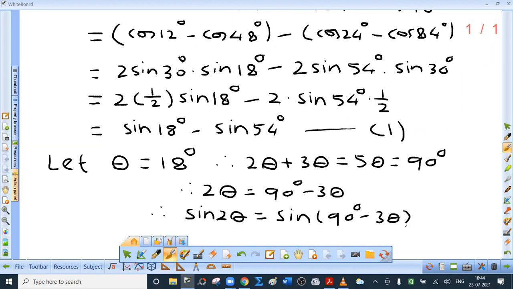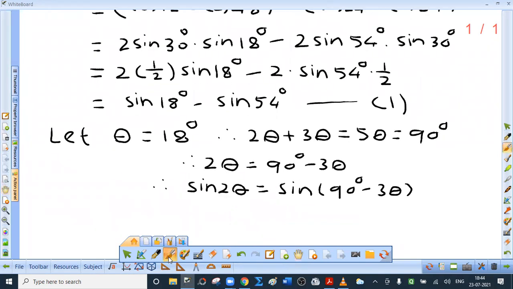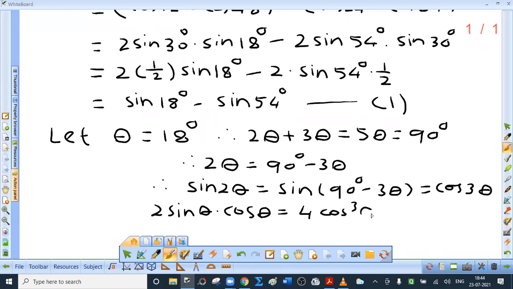Now you will ask me why to do like this only. The reason and answer is simple, because then only we get the answer. There is no other method. What is sine 2 theta? 2 sine theta cos theta. And basically, what is sine of 90 minus 3 theta? Cos 3 theta. Do we know formula for cos 3 theta? Yes, we do. Cos 3 theta is 4 cos cube theta minus 3 cos theta.